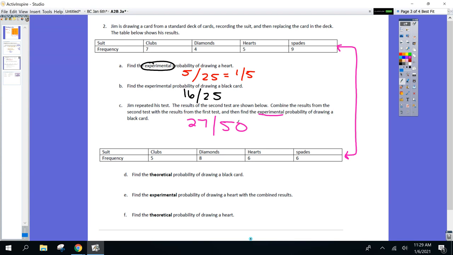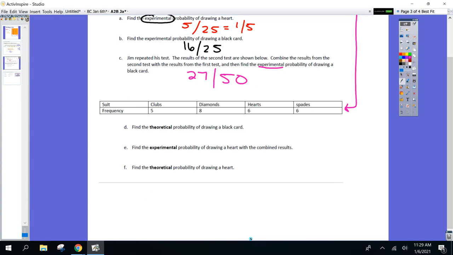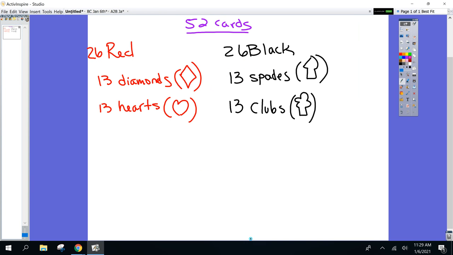Because now I'm going to introduce theoretical. All right, part D. Find the theoretical probability of drawing a black card now. So that means don't use the data from the table. Actually, what are the chances of drawing a black card? What would we expect to draw a black card? So now I got to go back to my deck of cards with you. Theoretical is what should have happened. What do we expect to happen if we had an actual deck of 52 cards?